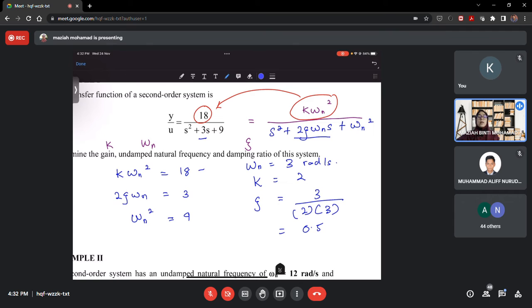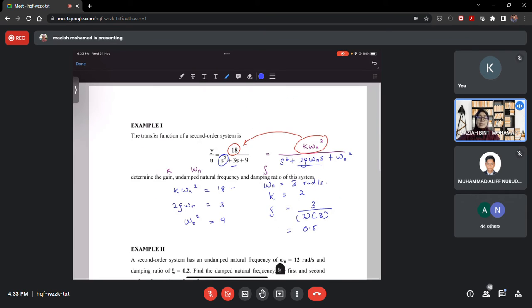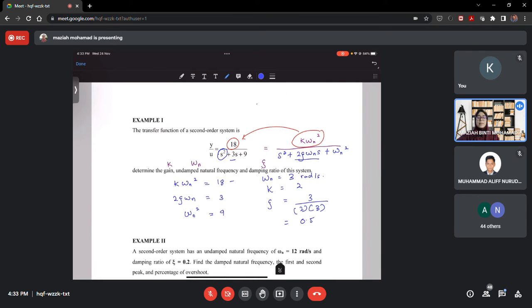So in order to determine the parameters K, omega n and zeta, we need to compare the transfer function to the general transfer function. And we need to make sure that the transfer function is already written in the general form. Meaning the S square there cannot be 10S square, 2S square, or 0.5S square. We have to make sure that it is S square plus something S plus something. That is what we can learn from example number 1.